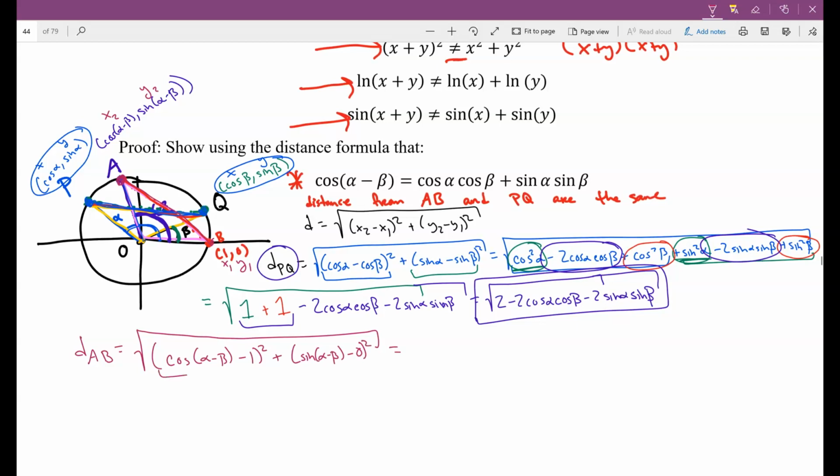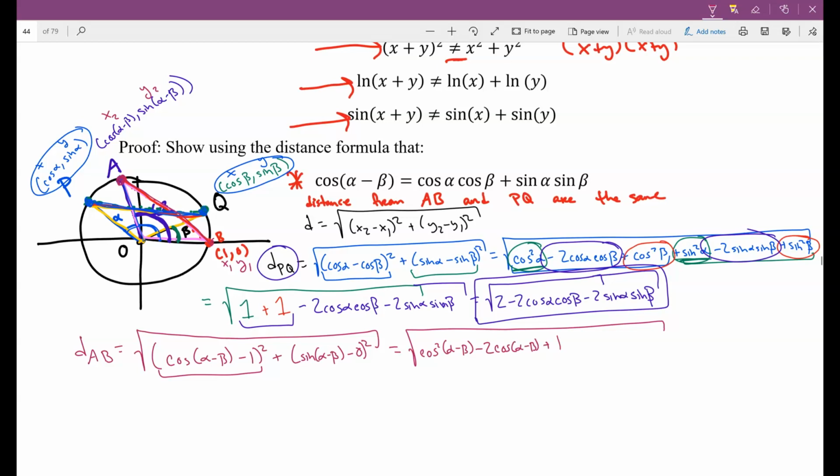When I FOIL this out, this guy is going to be another big mess. We're going to have cosine squared alpha minus beta minus 2 cosine alpha minus beta plus 1.